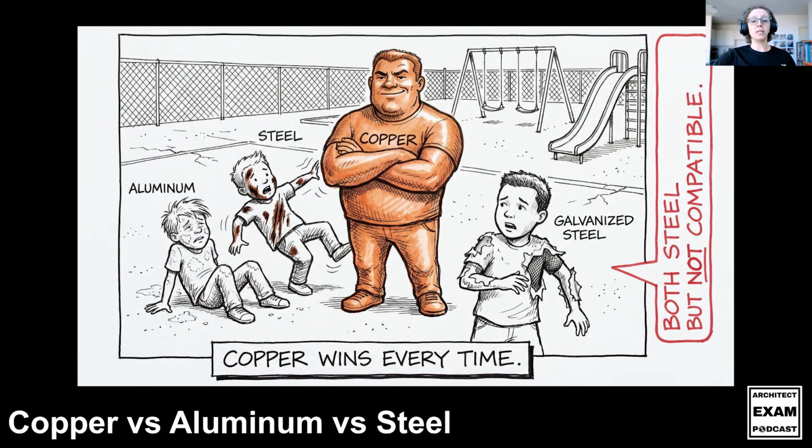Now let's talk about stainless steel and aluminum. Stainless is more noble. Aluminum corrodes. This comes up a lot with fasteners. Stainless screws in aluminum panels will cause corrosion around the screw holes if you don't have proper isolation between them.